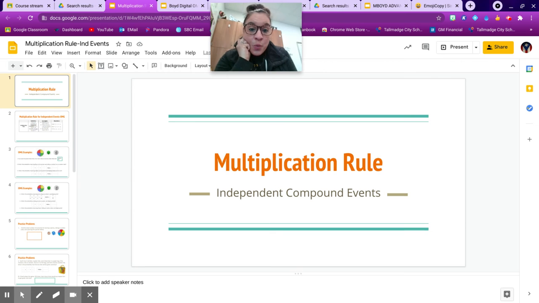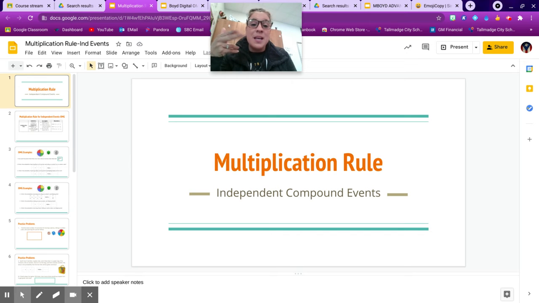Okay, guys, today you are going to be learning a new tool that will help us find the probability of independent compound events. So far, we know how to draw an area model for independent compound events, and we know how to draw a tree diagram for independent compound events. And those are great tools.